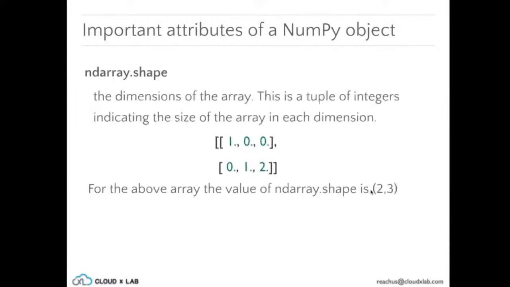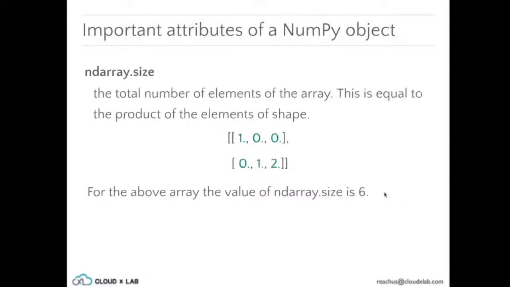The next thing, a very related topic, is the shape. The shape defines the size of the array in each dimension. So for something like this, it's basically a matrix which has 2 rows and 3 columns, and if you ask for the shape, it would be 2 comma 3. The size is the total number of elements in the array. This is also something we've seen, and it is the product of the elements of the shape. So the shape of this would be 2 comma 3, and the size is 6 because it has 6 elements in it.